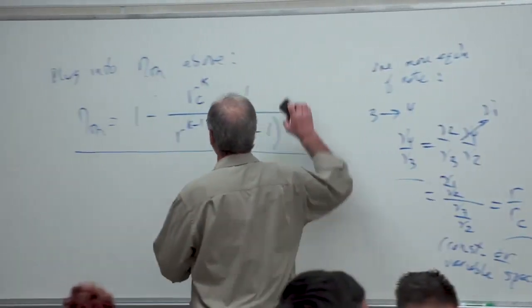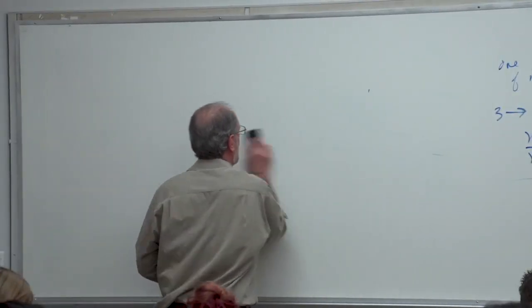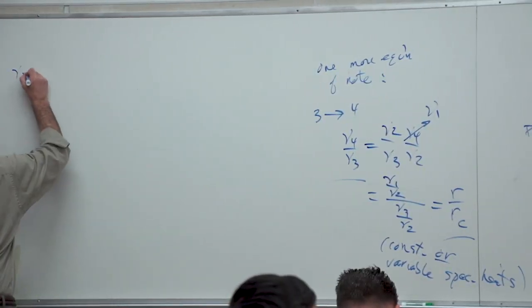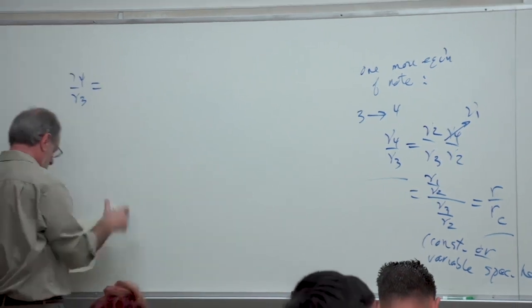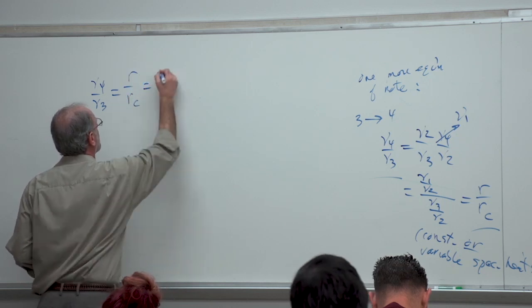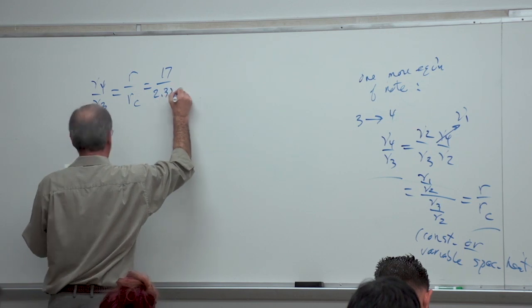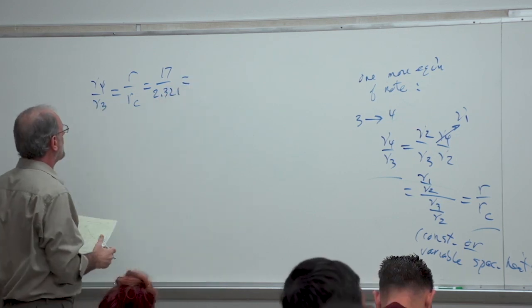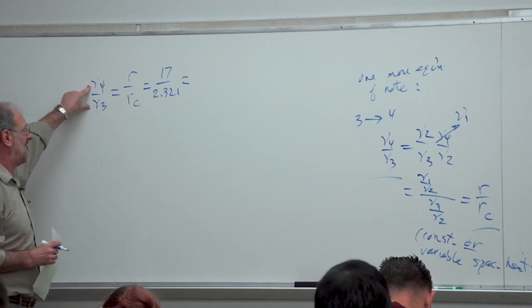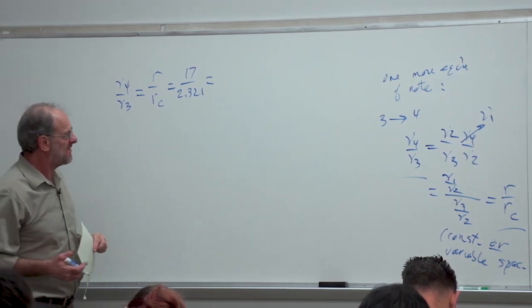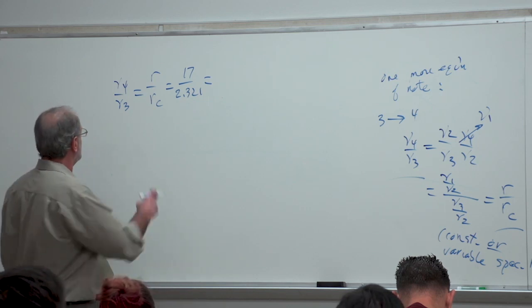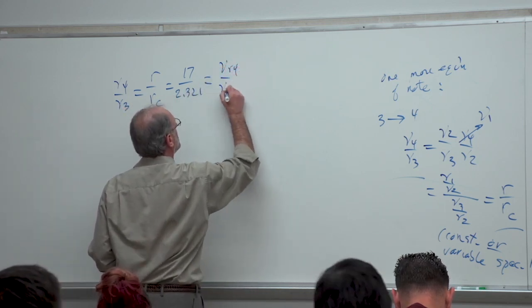And here we're going to use the relationship that I derived that's actually still here on the board, just this one. So V4 over V3 is equal to R over RC. So 17 over 2.321. Now, I don't really need the actual ratio. I mean, I do need to calculate it, but what I really need is the fact that for this process, again, an isentropic process, assuming variable specific heats, this is also equal to VR4 over VR3.